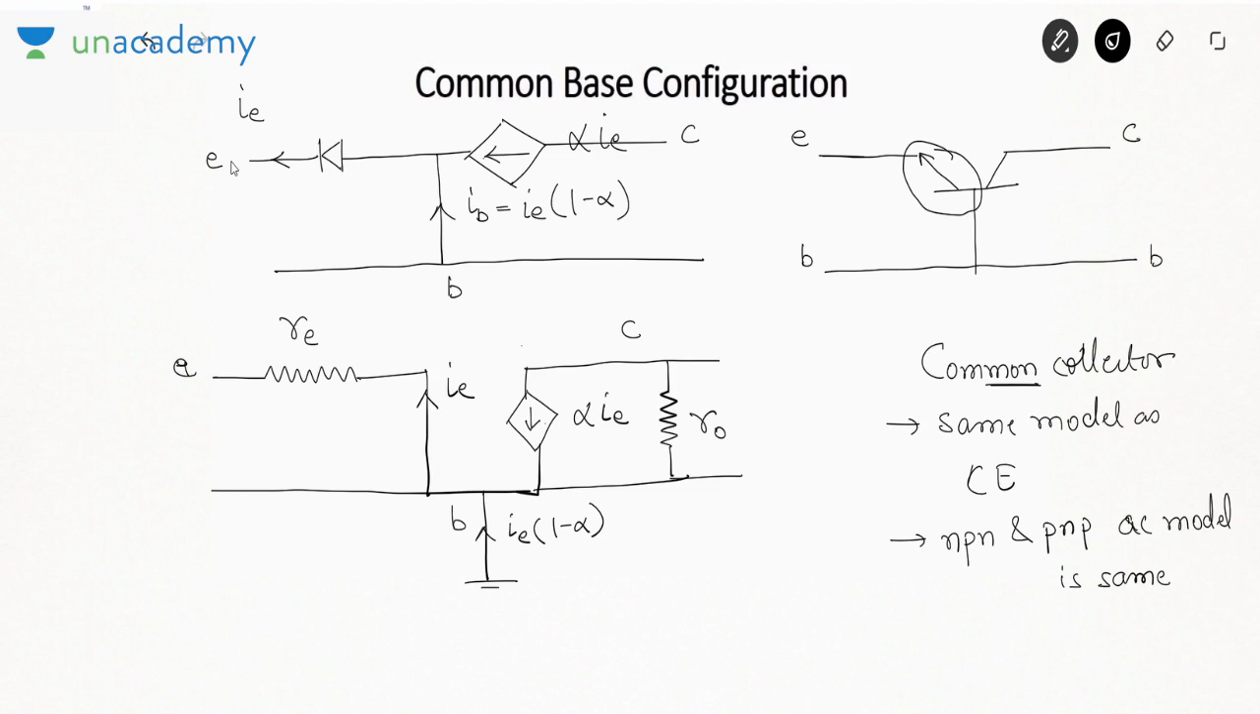In an NPN transistor, the emitter current leaves the transistor, whereas in PNP, the emitter current enters the transistor. But in AC, the current reverses after every half cycle, so entering or leaving current will not affect your answer. The answer will always remain the same. That is why the AC model for both NPN and PNP transistors remains the same. And the model for common emitter and common collector configuration is also the same. Even if you forget this model, replace the base emitter junction by a diode and the collector base junction by a current source, and then you can solve the circuit.